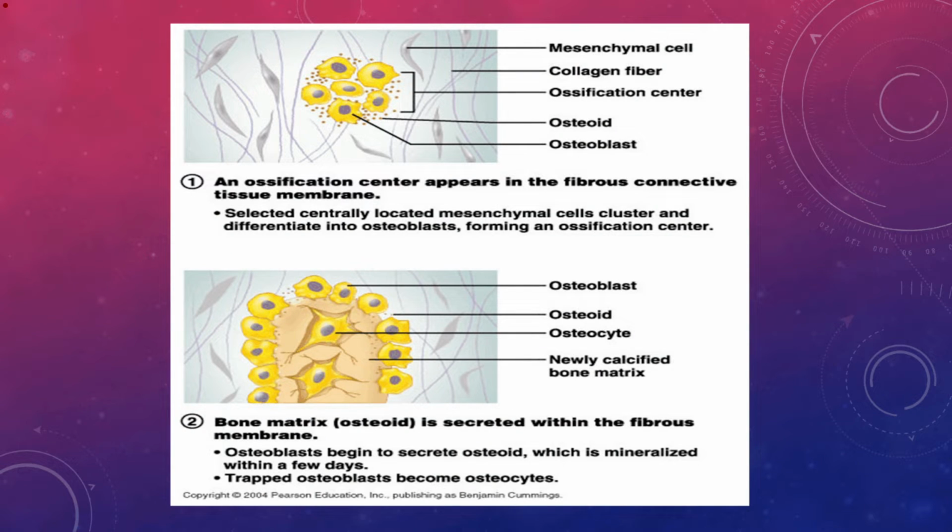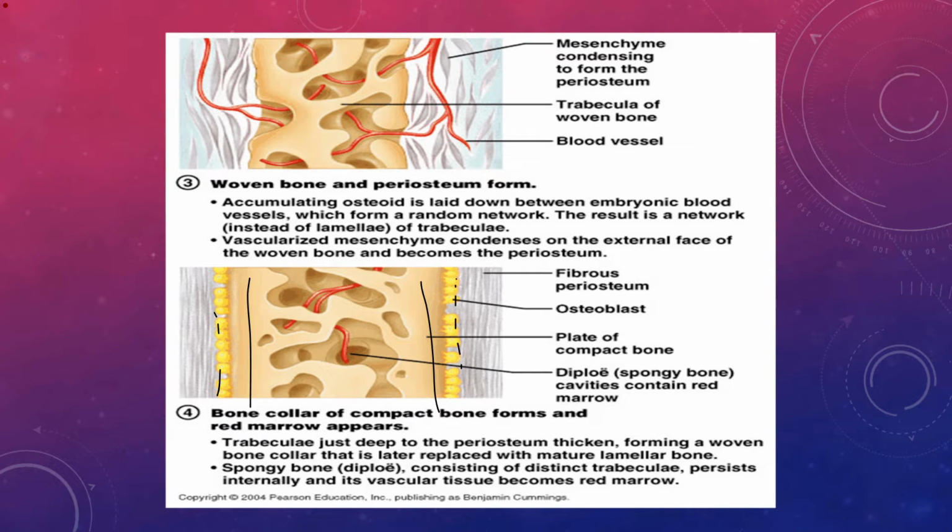So here we have our ossification center form where we got our fibrous connective tissue. We got our bony matrix. So the osteoid is going to be secreted and we get some mineralization happening. And then we get our bone woven around our blood vessels here. Okay. And then we get what's referred to as a collar of compact bone laid down on the outside. Okay.